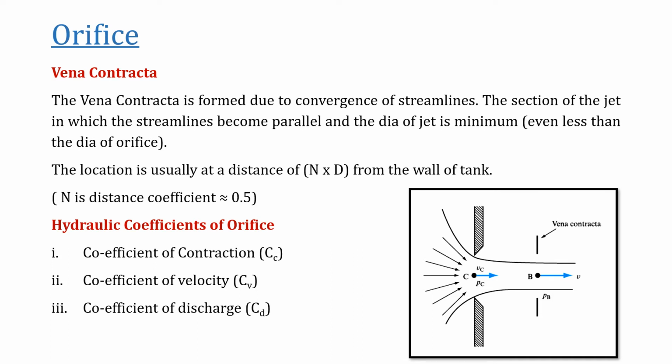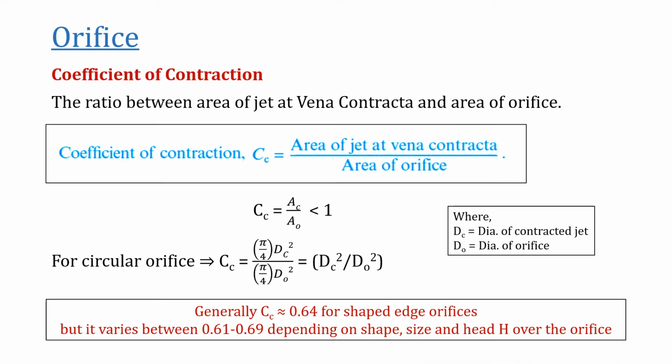There are three hydraulic coefficients for an orifice: the coefficient of contraction, coefficient of velocity and coefficient of discharge. We are going to see them one by one. Coefficient of contraction, C sub C, is the ratio between the area of the jet at vena contracta and the area of the orifice. As we know, the area of the jet at vena contracta is less than the area of the orifice, so this ratio will always be less than 1.